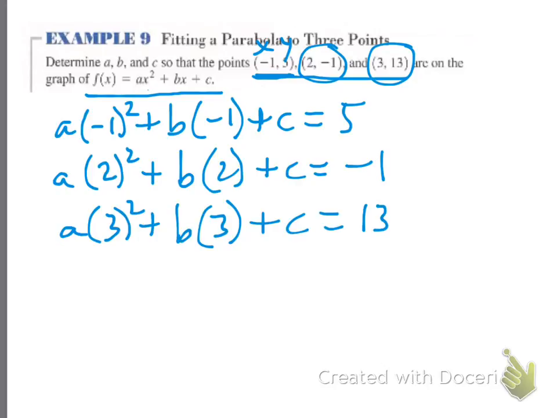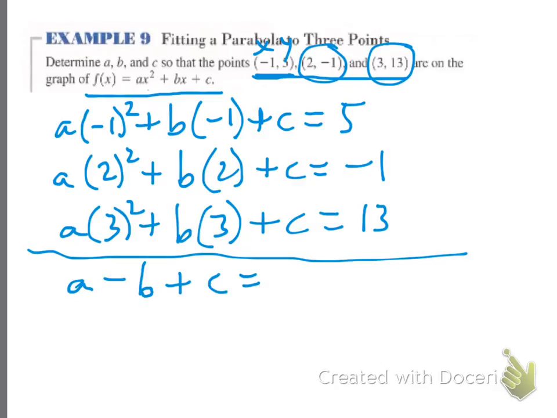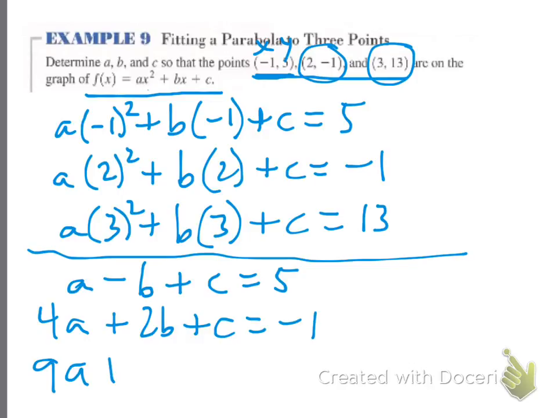Now we got to clean these up. So negative 1 squared is 1. So I've got A minus B plus C equals 5. 4A plus 2B plus C equals negative 1. And the third equation is 9A plus 3B plus C equals 13. So here's our system of three equations. Now instead of the variables being x, y, and z, they're a, b, and c. That doesn't change anything, okay?